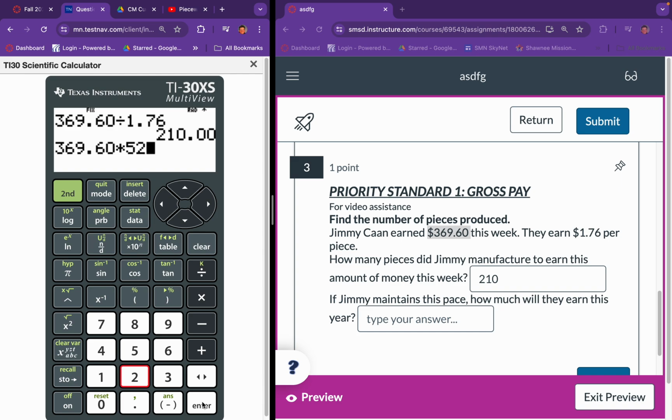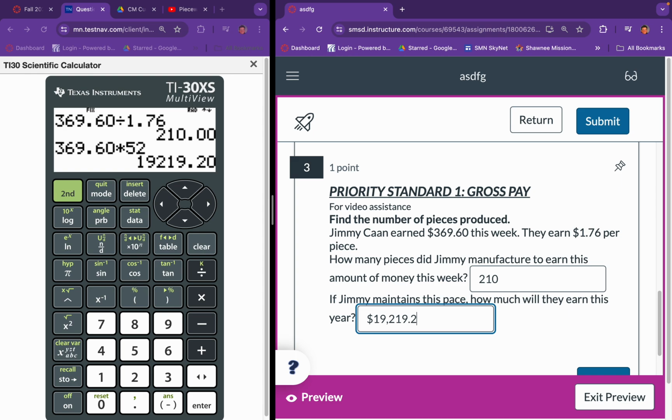So if Jimmy comes to work every week, Monday through Friday or what have you, and produces 210 items every week and leaves, in 1 year's time he will have made $19,219.20. Jimmy needs a different job. So $19,219.20 is how much he will make in 1 year. Hopefully Jimmy has a different job than this one as well, because this is not enough money to live on in Johnson County, Kansas, my friends.